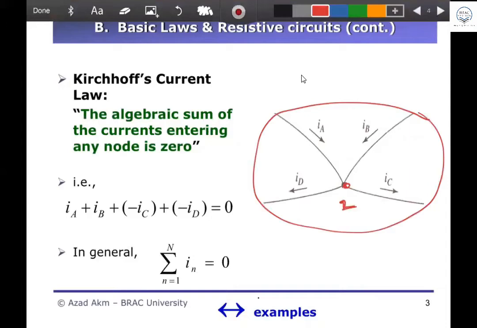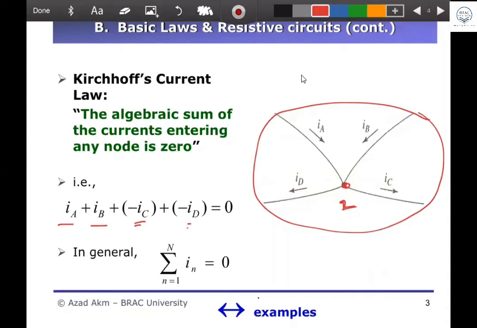equal to 0. So the algebraic summation of all the currents means IA plus IB plus IC plus ID. But since these are in the opposite direction, they should be negative. So it is IA plus IB, minus IC minus ID, because of the opposite direction. So the algebraic summation of all these currents together is equal to 0.